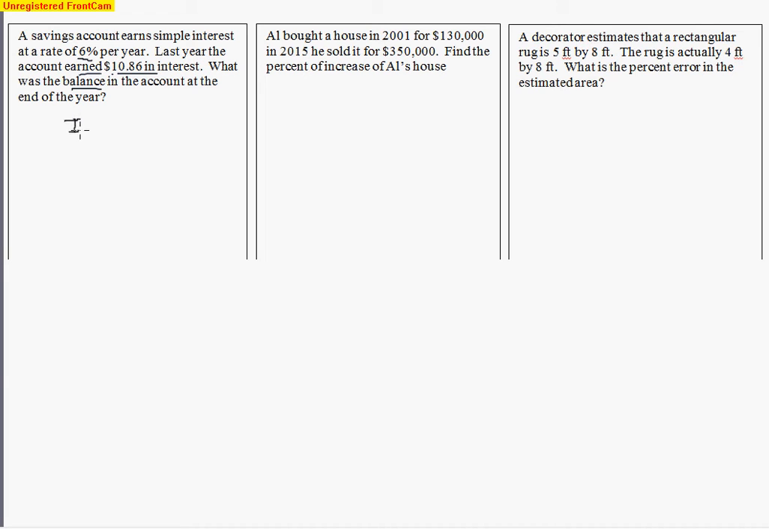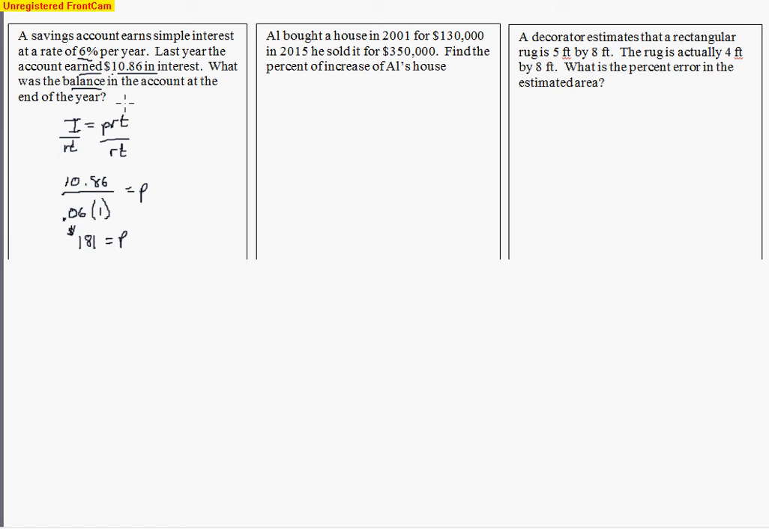So we're going to use this formula, I equals PRT. Now, I want to find the principal, so I'm going to divide by the rate and the time. That's going to give me how much we started with. So I'll start with my $10.86 of interest, divide that by the rate, which is 0.06, and then my time was 1 year. And so that's going to give me my principal. So I go ahead and do some work there, and that gives me $181. That's what the principal is.